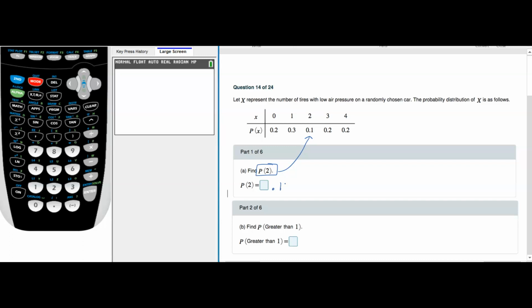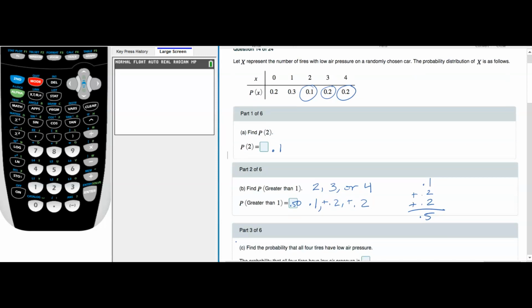Okay, so for part 2, we want the probability that there are greater than 1 tire with low air pressure. So greater than 1 means 2, 3, or 4. So I'm going to take those probabilities from the table. The probability of 2 tires is 0.1, probability of 3 tires is 0.2, probability of 4 tires is 0.2, and I'm going to add those together. So 0.1 plus 0.2 plus 0.2, you're looking at 0.5 there. So the probability is 0.50, which is like 50%, but we're going to leave the answer as 0.50.